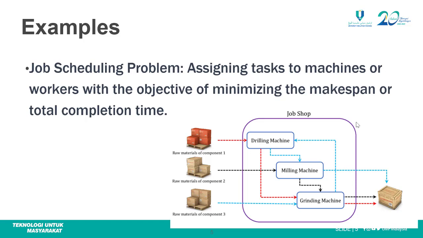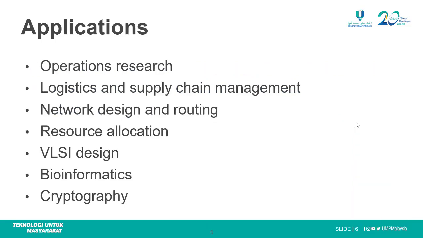Okay, so this is the job scheduling problem. And as I mentioned, for combinatorial optimization, there are lots of applications. Okay, in operation research, logistics and supply chain management, network design and routing, resource allocation, VLSI design, even in cryptography. There are a lot of applications involving arrangement of the sequence, arrangement of the jobs, arrangement of the allocation that we have. So in the end, we will get the best solution that fulfills our optimization objective.